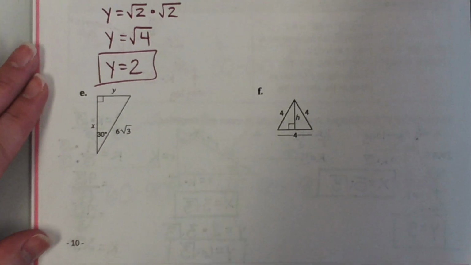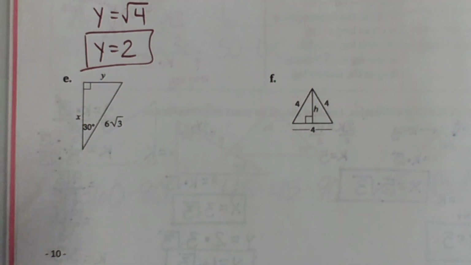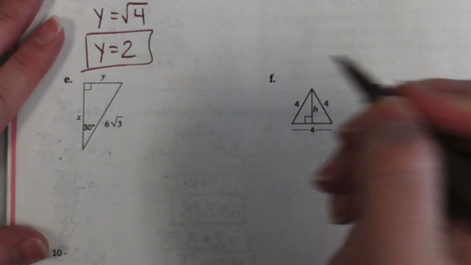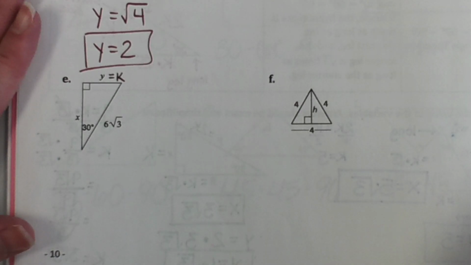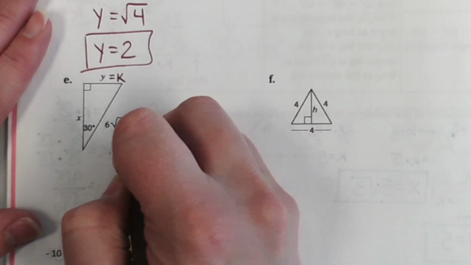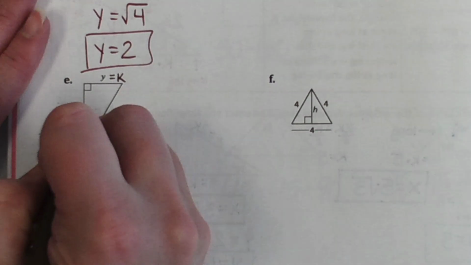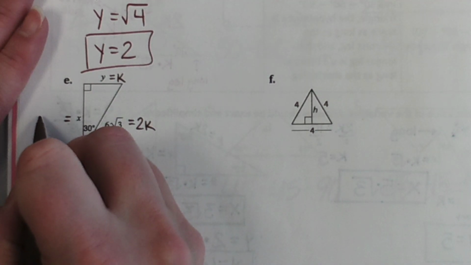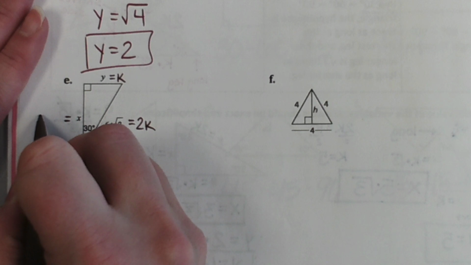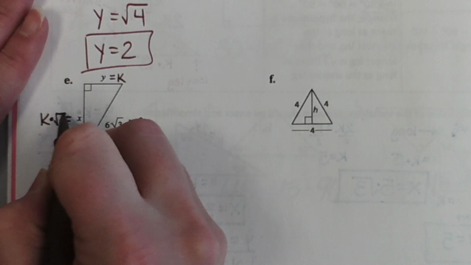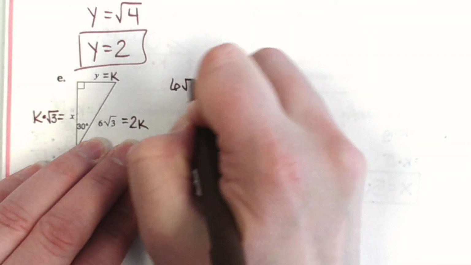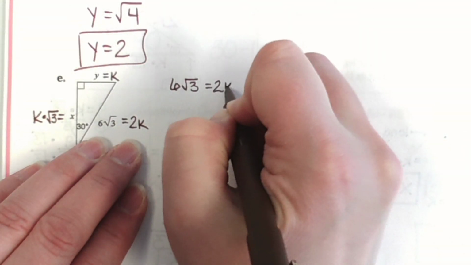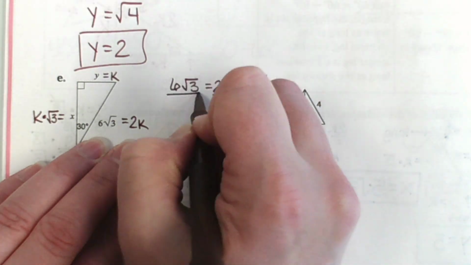Okay. 30, 60, 90. Which side's K? Which side's 2K? Which makes this one K times the square root of 3. Okay, so this is the equation I can solve. 6 square roots of 3 is equal to 2K. If I want to get K alone, I'm dividing by 2.